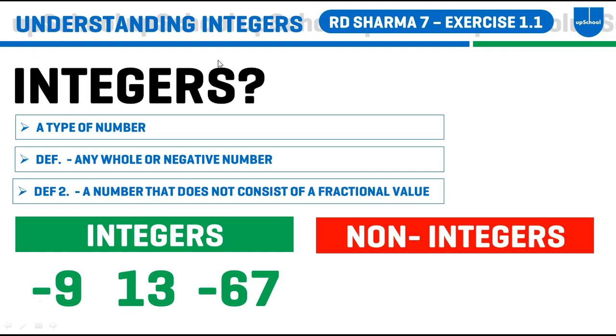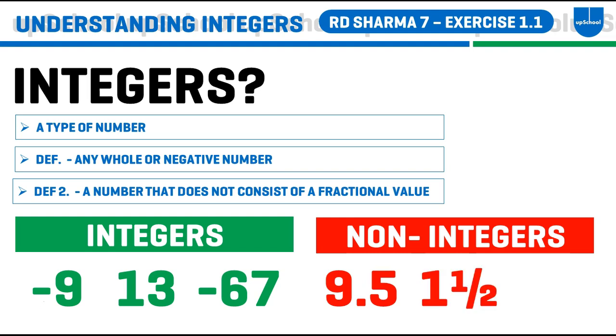So non-integers. Non-integers are numbers that aren't integers, that cannot be classified as integers. Examples would be 9.5, 1 1/2, and 4.1, okay? These numbers, they consist of a fractional value. 9.5, 0.5 is a fractional value. 1 1/2, it consists of a fractional value. 4.1 also consists of a fractional value, okay?